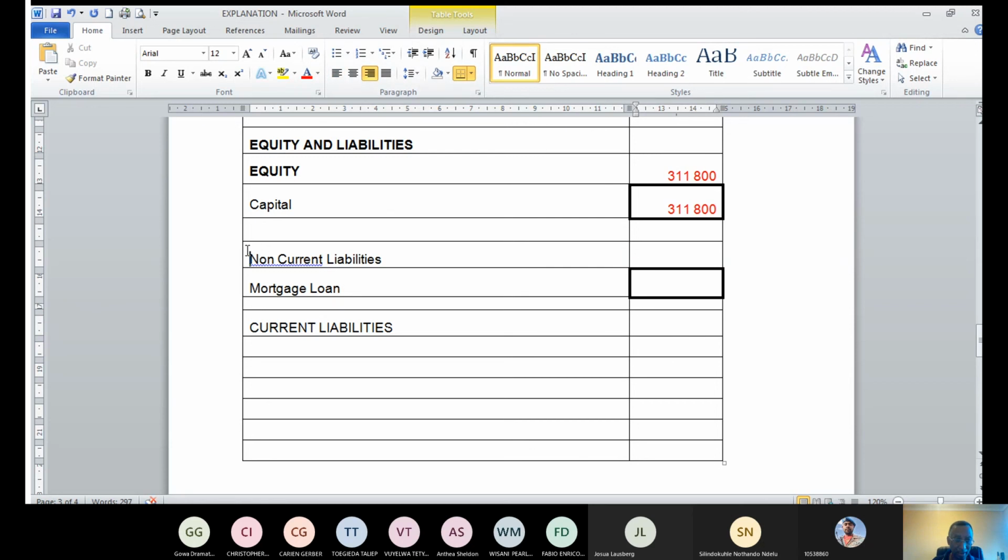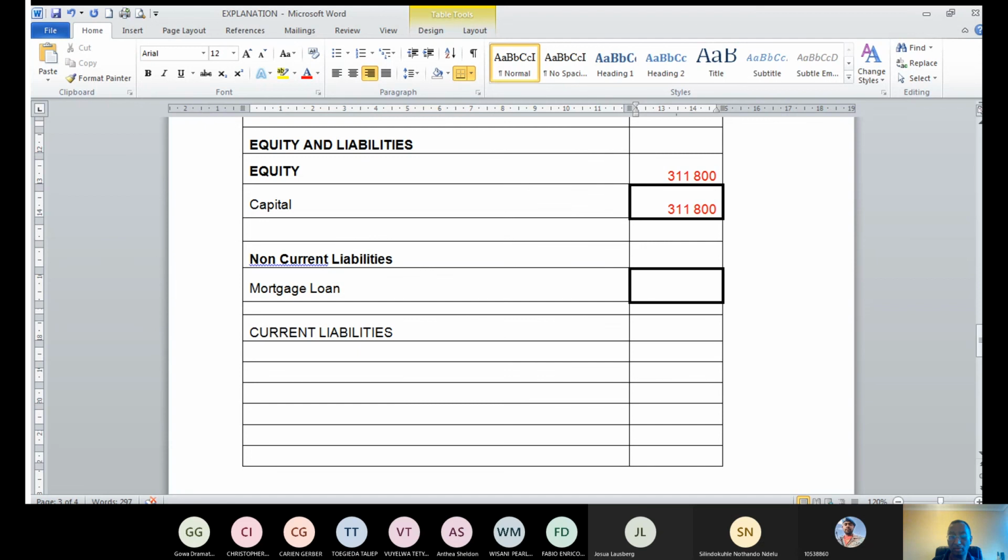I've got non-current liabilities. Under my non-current liabilities, I've got a mortgage loan. And my mortgage loan, my long-term loan, is the amount of 450,000 Rand. Remember, we've got no information of anything that needs to be paid back within the next financial year. That will normally appear under my additional information. We've got nothing of that. So I will put that into a block, and my total of my non-current liabilities is 450,000.